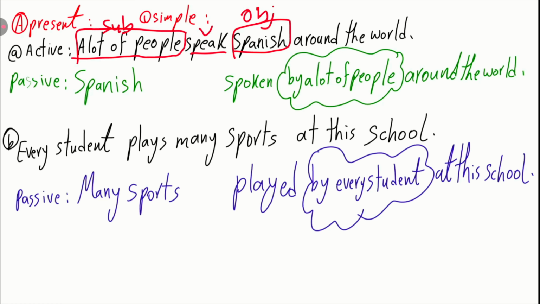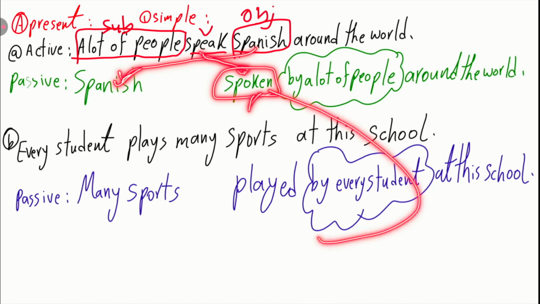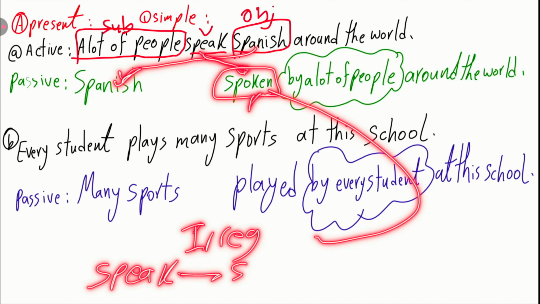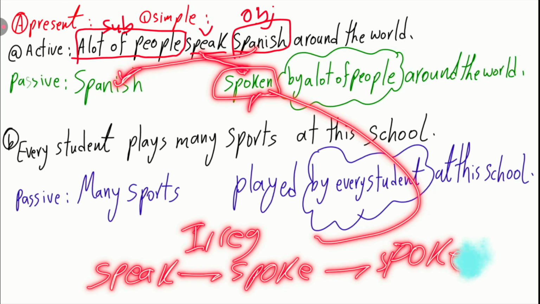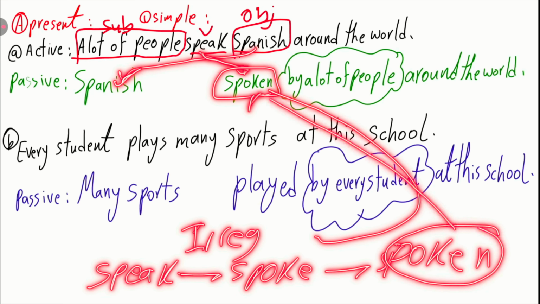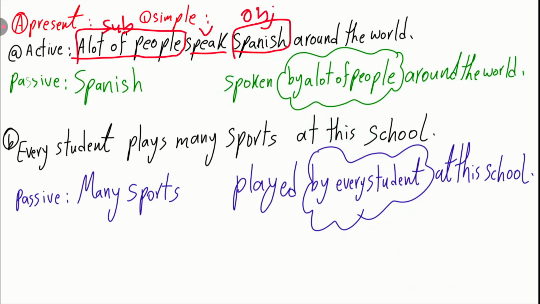So what shall I do here? I should bring the object to the beginning of the sentence. Here I brought the object, and the verb, I put it in verb 3. As you see, my friends, here the verb is irregular. It is speak, V1, spoke, V2, and spoken, V3. So we use the third form, verb 3, and we add by a lot of people, which is the subject, and the rest of the sentence will be as it is.